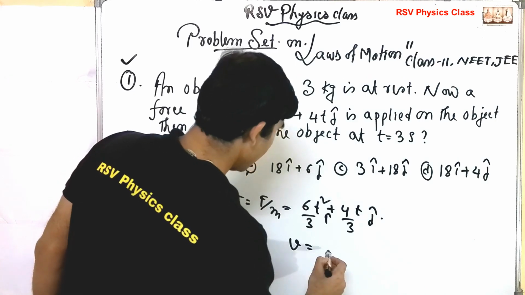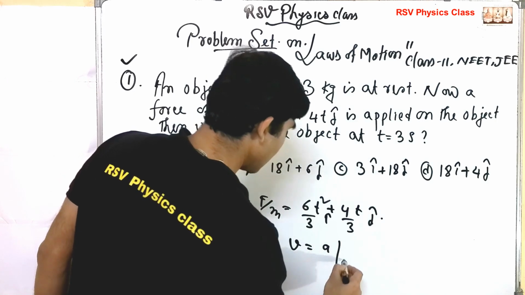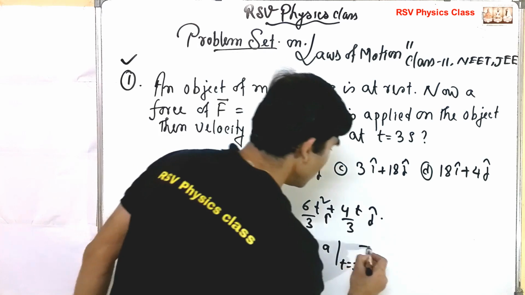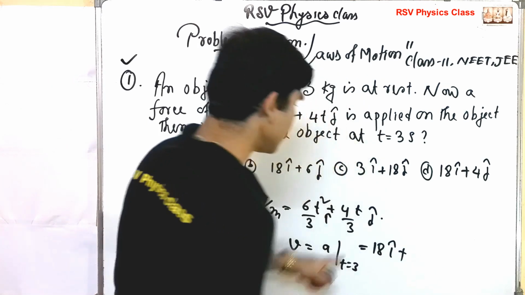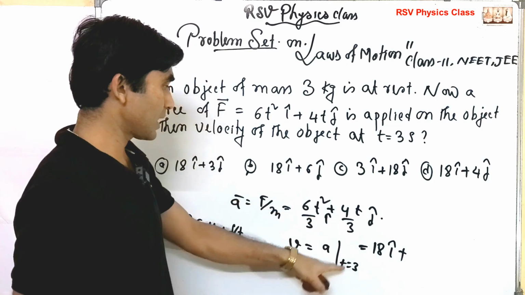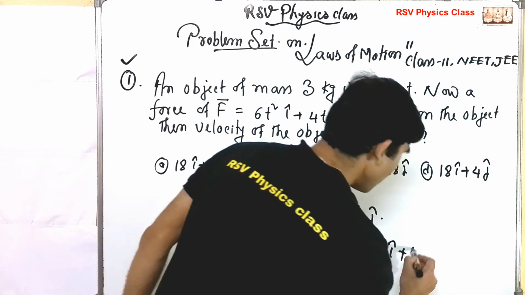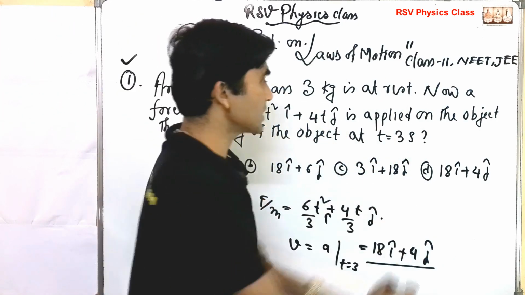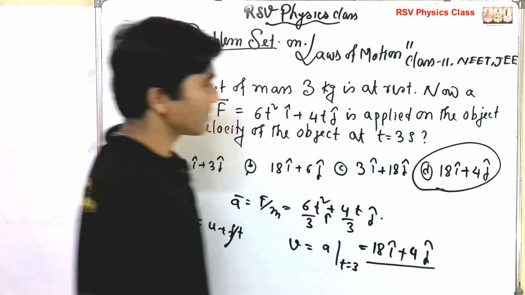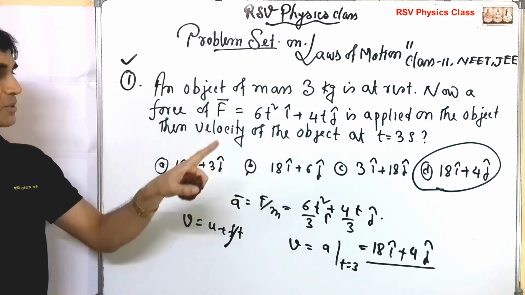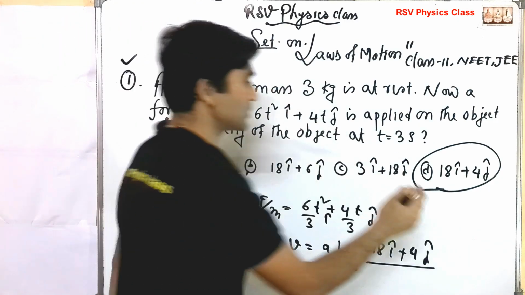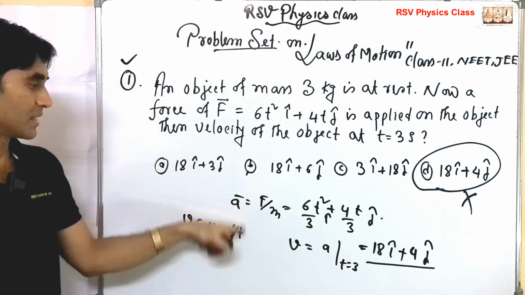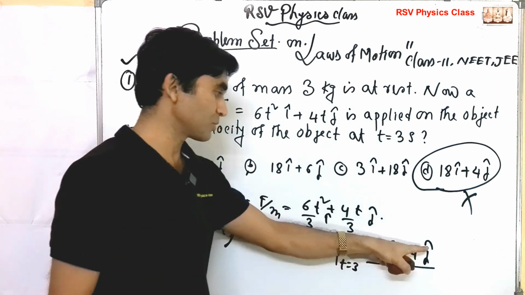So v equals this acceleration at t equal to 3 seconds. So 3 times 3 squared... equal to 18 i cap plus here, putting t equal to 3, 3 times 4 j cap. So 18 i cap plus 4 j cap. This answer is here. See, if you directly do this answer, you will get a big zero, because the velocity is time dependent. This is not linear.